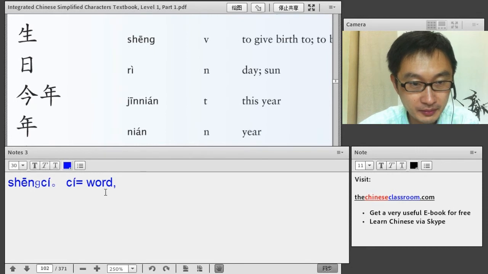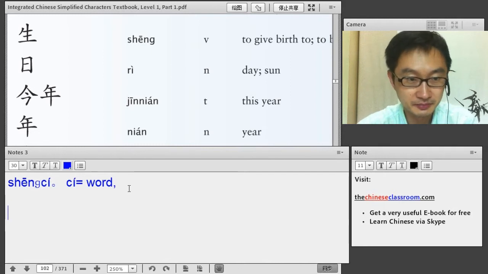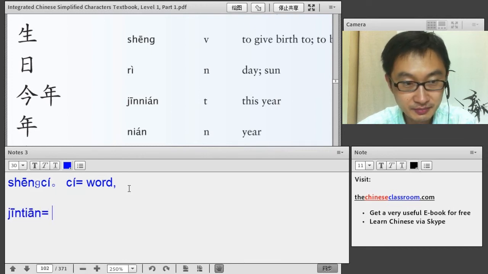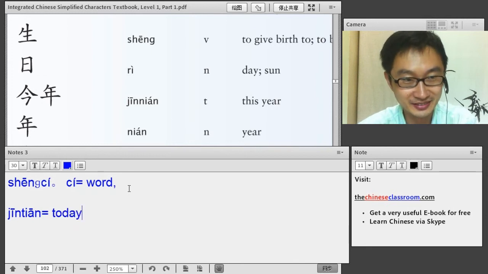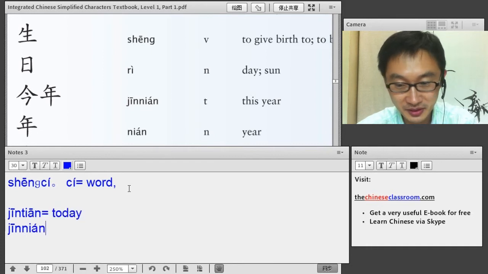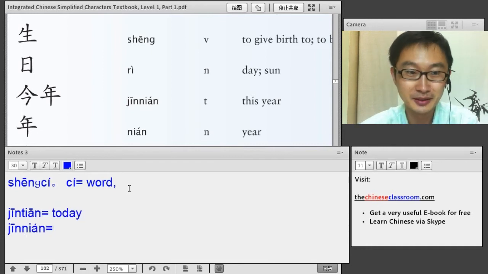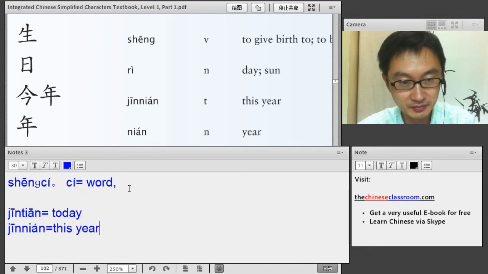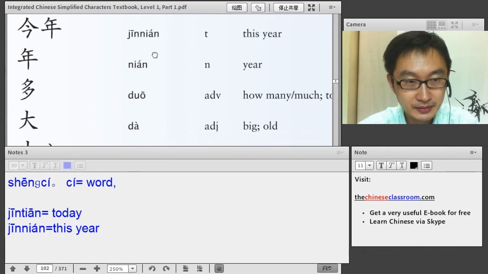Okay. Here is day. And this one, 今年. 今年 is this year. I'll give you another example. 今天. What does that mean? Today. Yes, today. And 今年, because 年 is year, 天 is day. So 今天 today, 今年 this year. Okay. Good.